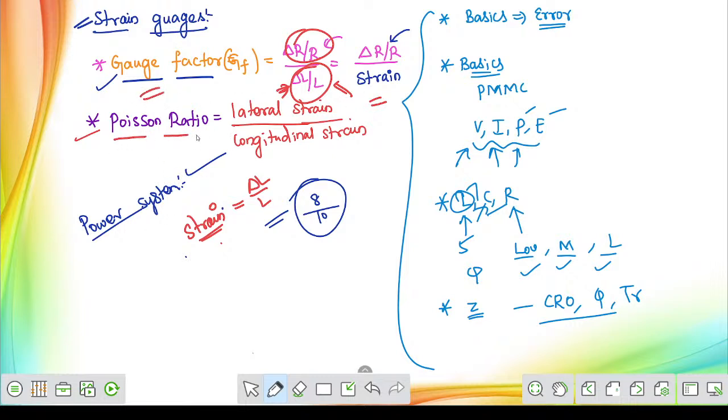Next, they will ask the Poisson ratio: lateral strain divided by longitudinal strain. Longitudinal strain and lateral strain will be given in the exam. All you have to do is calculate the Poisson ratio. Lateral should come in the numerator, longitudinal in the denominator. Some of you may get confused in the exam about whether longitudinal comes in the numerator or the denominator. The long word will come in the denominator. Remember it like this: longitudinal is comparatively the lengthy word. So longitudinal should come in the denominator.